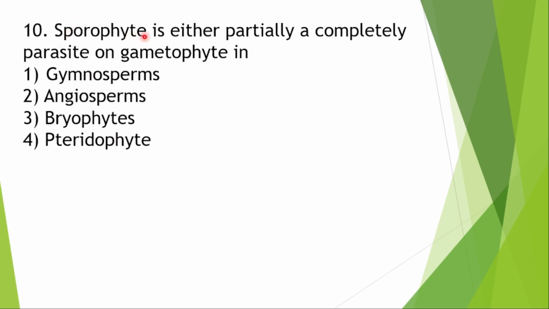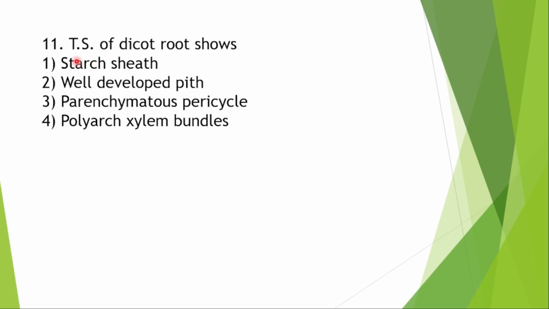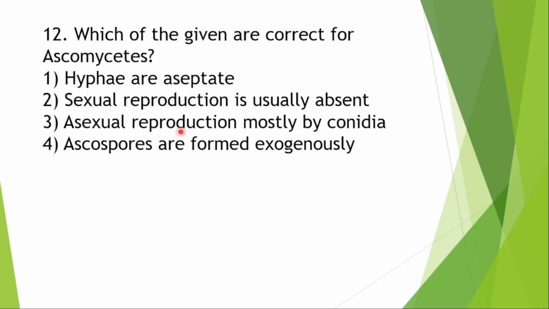10th one, sporophyte is either partially or completely parasitic on gametophyte in gymnosperm, angiosperm, bryophytes, and pteridophytes. The right option is 3, bryophytes. 11th one, TS of dicot root shows starch sheath, well developed pith, parenchymatous pericycle, polyarch xylem bundle. So here the right option is parenchymatous pericycle.